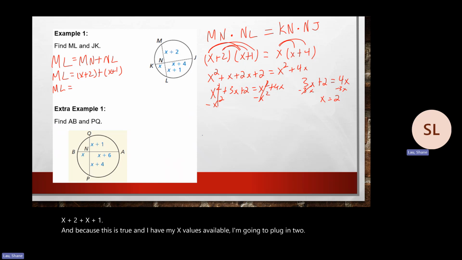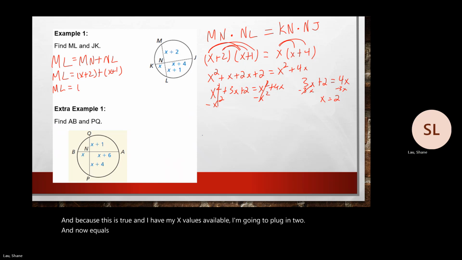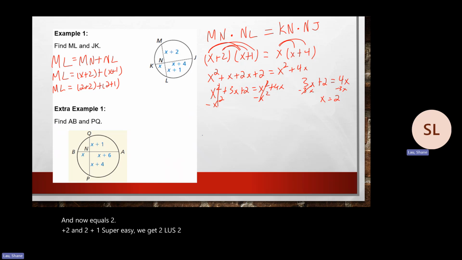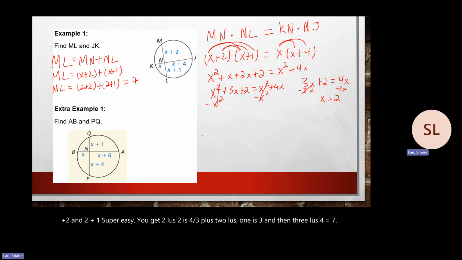ML equals 2 plus 2 and 2 plus 1. Super easy. We get 2 plus 2 is 4, 2 plus 1 is 3, and then 3 plus 4 equals 7. Okay, that should have been pretty easy.